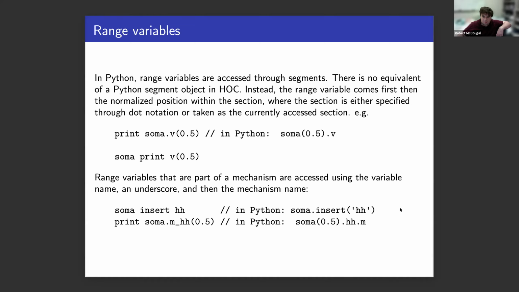Oh, the one other thing that I will mention, just because you may see it elsewhere and we've not acknowledged that this exists: Python does support the underscore notation, but not in quite this format. You could also see soma of 0.5 grabbing the section, then .m underscore HH. That will also work in Python, but I don't think it's as natural in the object-oriented context. So I would stay away from it, but you may see it.